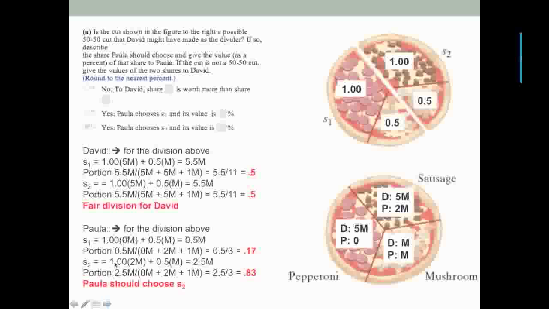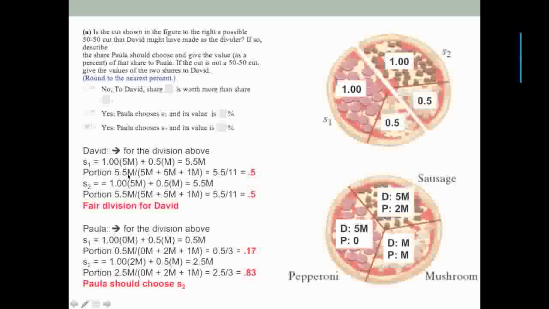Moving on to the first part of the problem. Is the cut shown in the figure to the right a possible 50-50 cut that David might have made as the divider? If so, describe the share Paula should choose and give the value as a percent of that share to Paula. If the cut is not a 50-50 cut, give the values of the 2 shares to David.